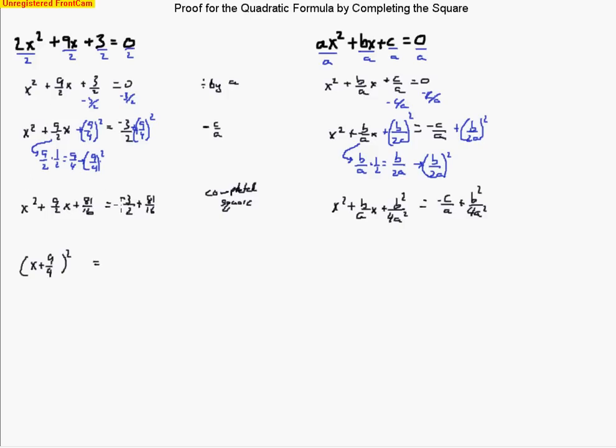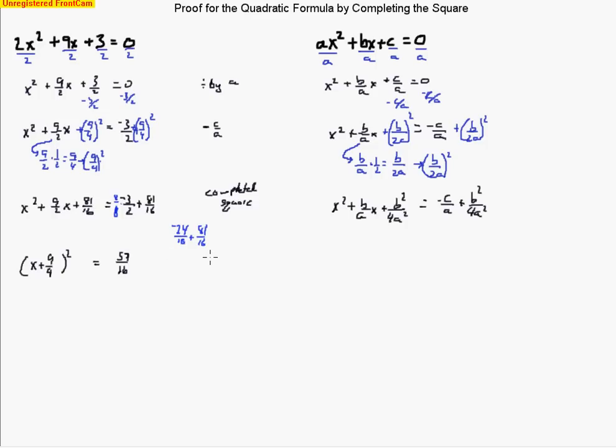I end up multiplying this negative 3/2 by 8/8. And so over here, I'll just write down negative 24 over 16. This was an 8 here I'm multiplying by. And I'm adding 81 over 16. So when I combine these two terms, I end up having to subtract those numbers because they're opposite in sign. And so when I do that, I end up with 57 over 16. So I got that 57 over 16 by just doing some subtraction.